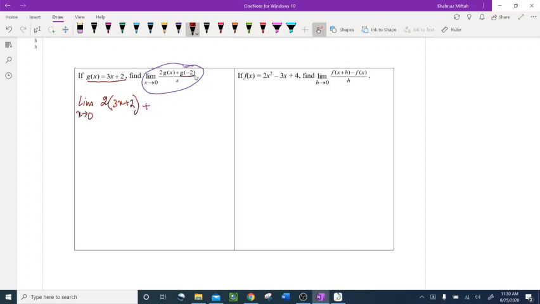What does this mean? This means a point. Like if x is equal to negative 2, then what is the y value, right? So all you have to do is plug in negative 2 into the g of x and get that number. So if I plug in negative 2, do you see for the x I plugged in negative 2? Negative 6 plus 2 is going to give me negative 4.